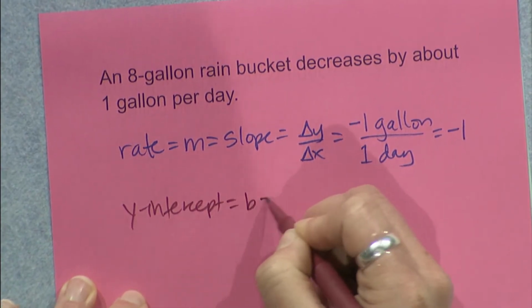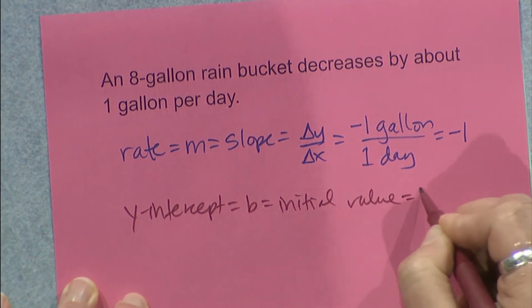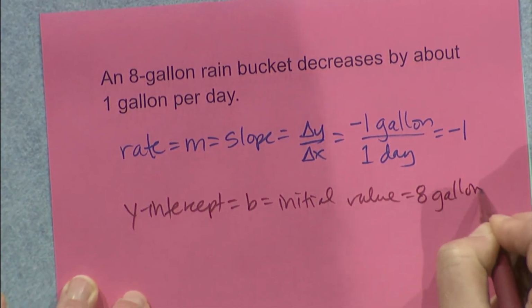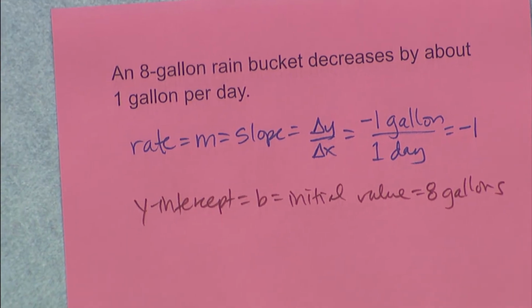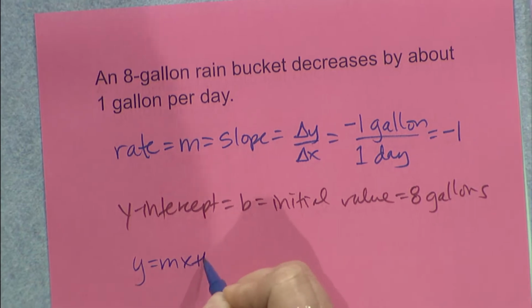Equals B equals initial value. Yes. Is 8 gallons. Yes. So what is the equation here? This one's a little trickier. Okay, so it's y equals -1x plus 8. And then we can simplify that, and it actually looks like what? Y equals -x plus 8.